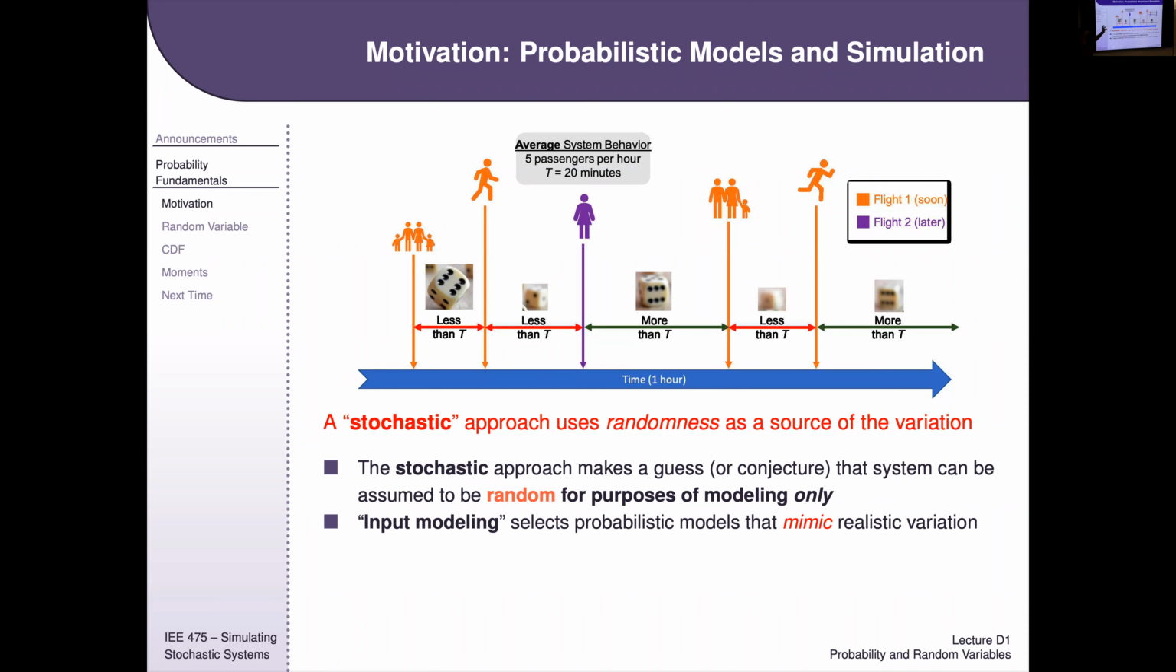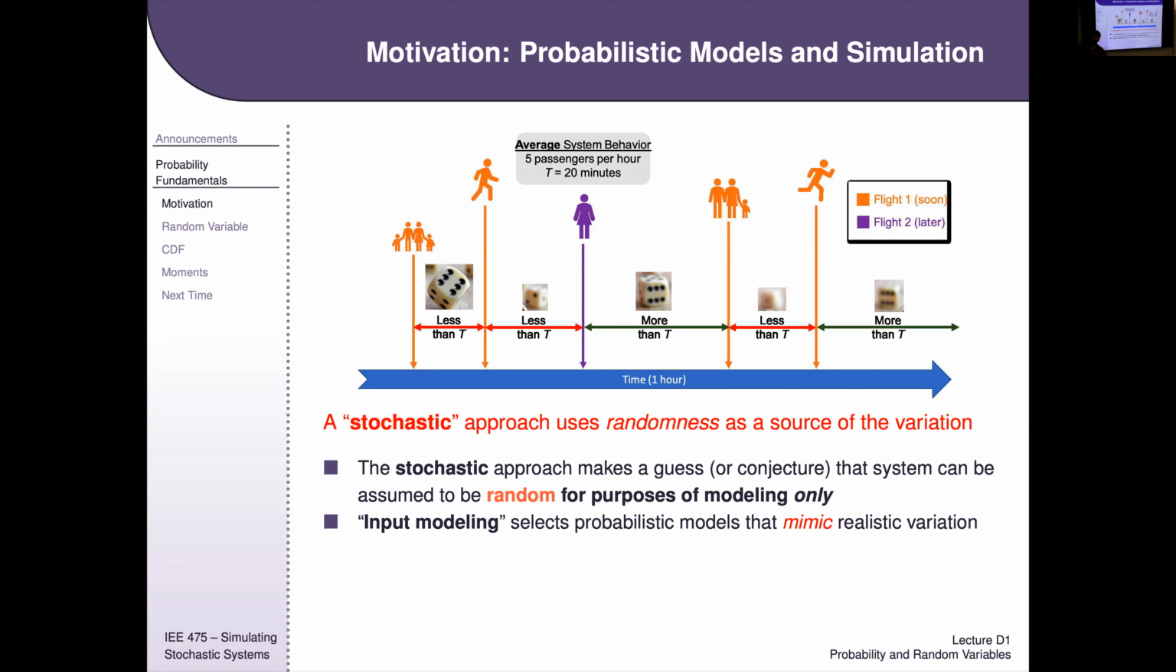If it has enough sides and I weight the sides the right way, then the times between people arriving at an airport are going to be consistent with the right type of die roll. And so that idea of using randomness for the purposes of modeling only, taking a guess or a conjecture just for modeling purposes that the system is random, that's what we mean by stochastic modeling. And so when we refer to input modeling, that's us saying, how do we choose those probabilistic models that give us the right variation, that mimic realistic variation?